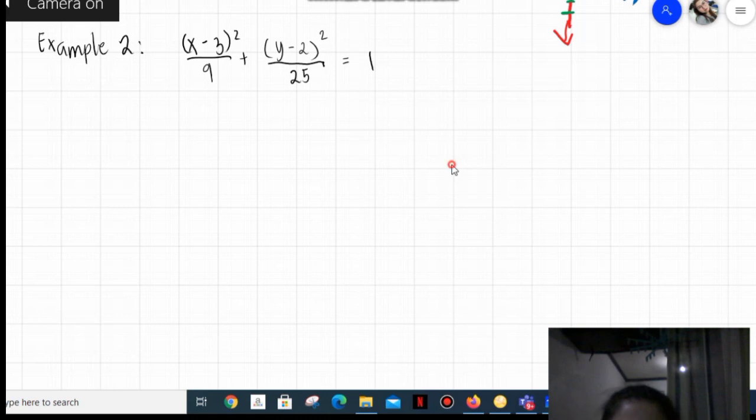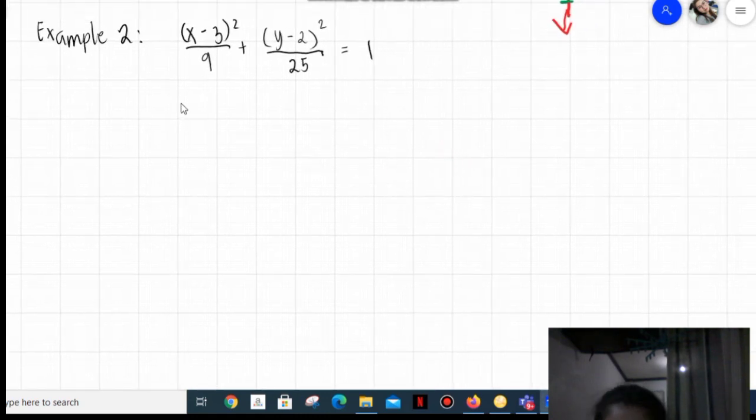So, okay, let's have another example. So, our next example is, again, let's sketch and discuss. So, ang given natin ay (x - 3)^2/9 + (y - 2)^2/25 = 1. Looking at the given equation, ma-identify nyo agad kung anong klaseng ellipse yan. Ang mas mataas na denominator is si 25 and nasa baba siya ni y. Therefore, mas mahaba yung y-axis. So, this is a vertical ellipse.